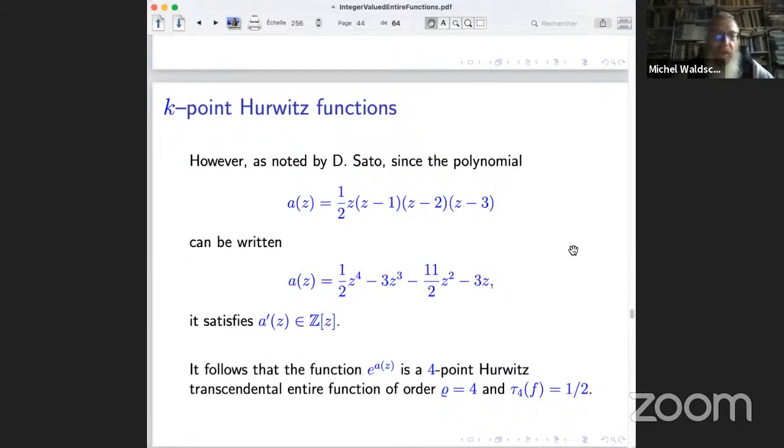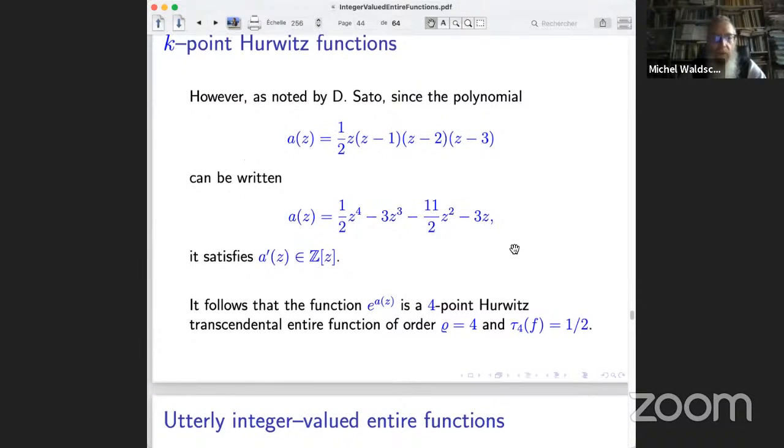And the counterexample is an interesting one. You look at the polynomial 1/2 of z, z minus 1, z minus 2, z minus 3. And you look at the function exponential a of z. So if you take the values of this function and the derivatives at 0, 1, 2, 3, you find that these are integers. The fact that the derivatives are integers comes from the following remark. When you take the derivative, you have a of z, which is 1/2 of z to the 4 plus 3z cubed plus 11 over 2 z squared minus 3z. And you see that the rational numbers have a denominator which is just 2, but they occur with an exponent of z which is even. And therefore, the derivative of a is a polynomial with integer coefficients. And this is sufficient to prove that this is a 4-point Hurwitz function of order 4, and the type is 1/2. So the situation is not clear. We do not know what is the truth.